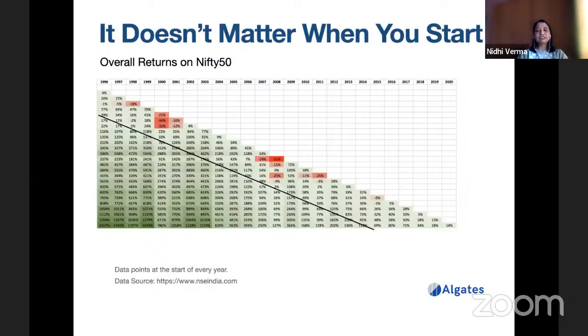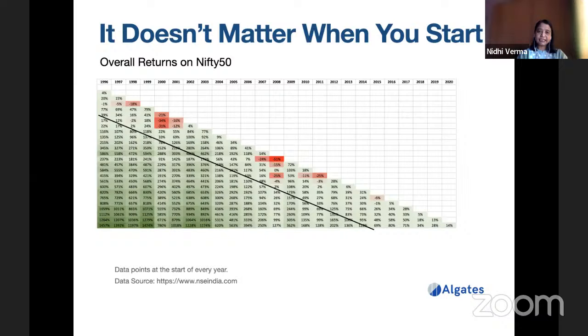So this is a cumulative growth which I have shown, not the annualized growth. If you go to the second column, it says that if you started investing in 1996 and you come to the 1 year return in 1997, then your return would have been 15% if you invested in Nifty at the start of 1996. In the same way, if you stay invested for 2 years, your overall return would have been -5%. And so it goes, till 2020.